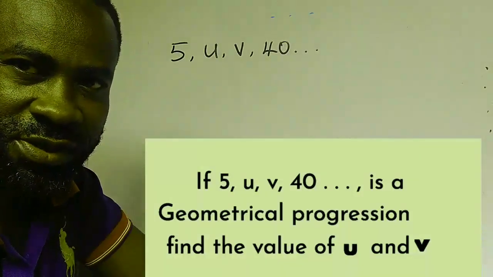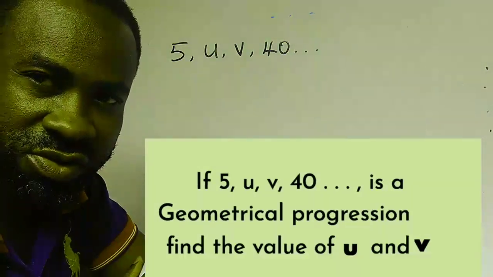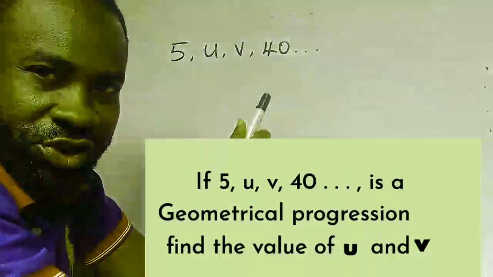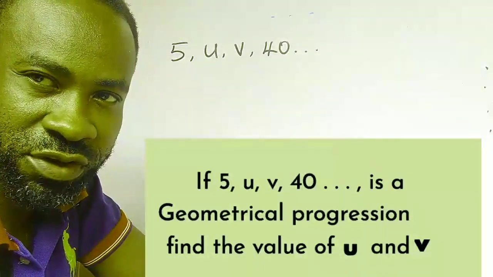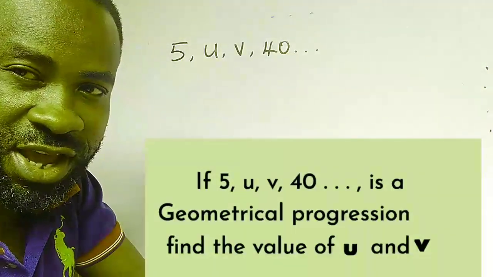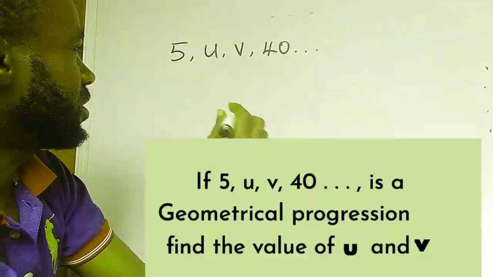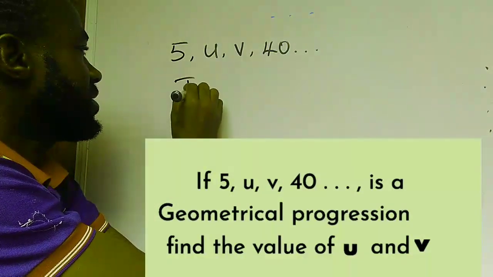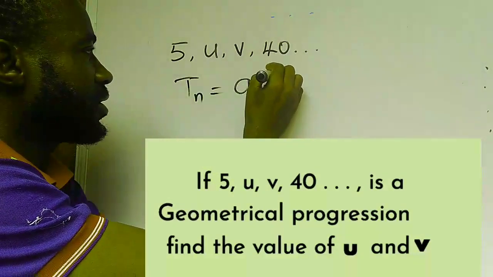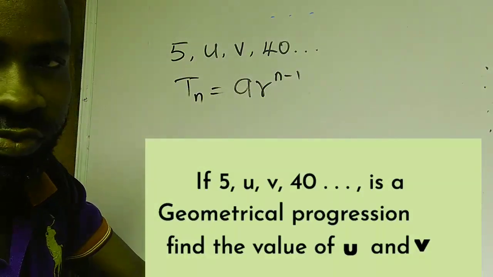Today let's see how we can solve this question of yesterday. This is a question on geometric progression. In a geometric progression we always have what we call the common ratio. First of all, let's recall the formula for the nth term of a geometric progression. The nth term, which is given as Tn, is given as a r raised to n minus 1. So this is the nth term for a geometric progression.